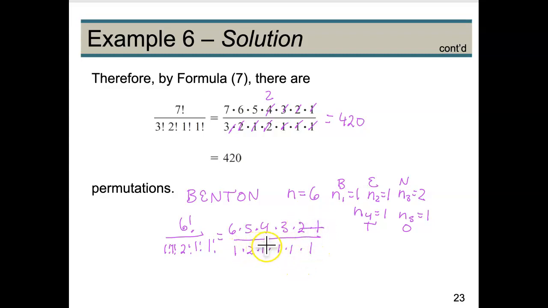Okay, those we can cancel. The ones all cancel. So 6 times 5 times 4 times 3 is 360. There are 360 ways for me to arrange the letters in the word Benton.